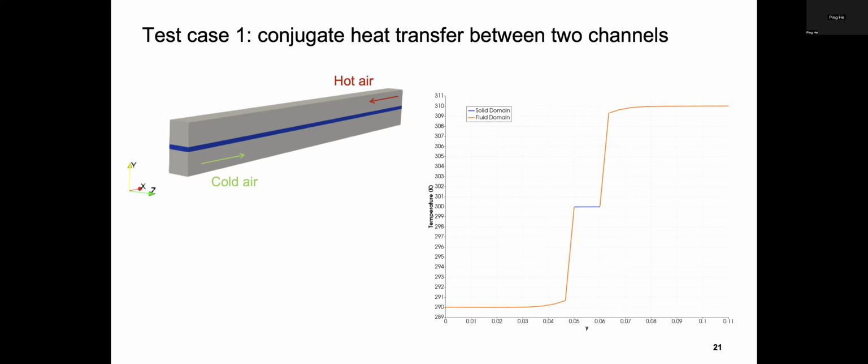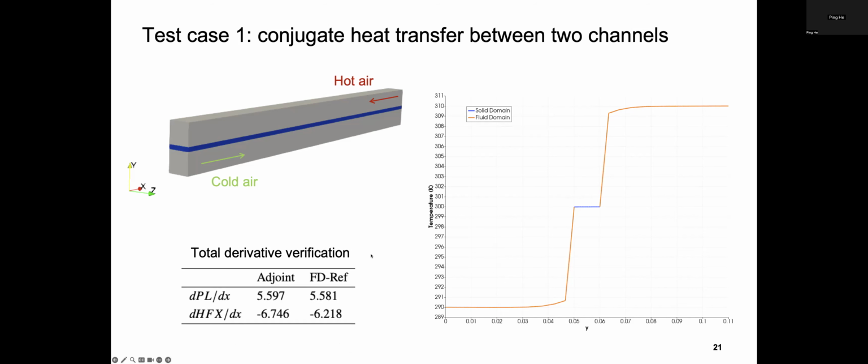One is the channel flow case. We have a hot fluid and a cold fluid, and they flow in opposite directions. In between, this blue one is a solid that can exchange the heat flux between the hot and cold fluid. And the right-hand side is the temperature profiles. You can see that the temperature matches at the interface. If you check the heat flux, they also match.